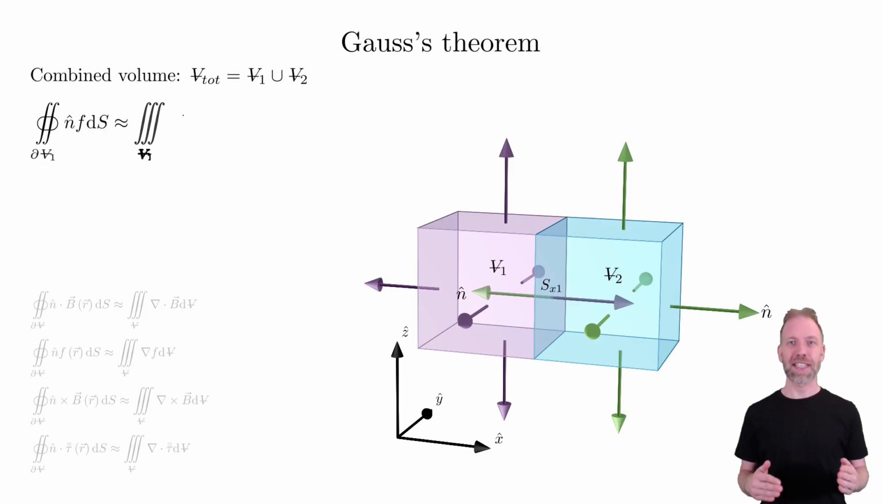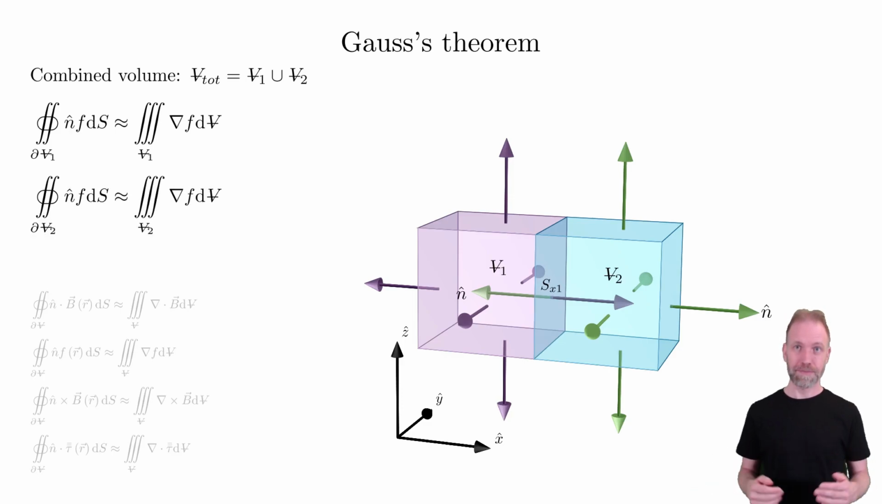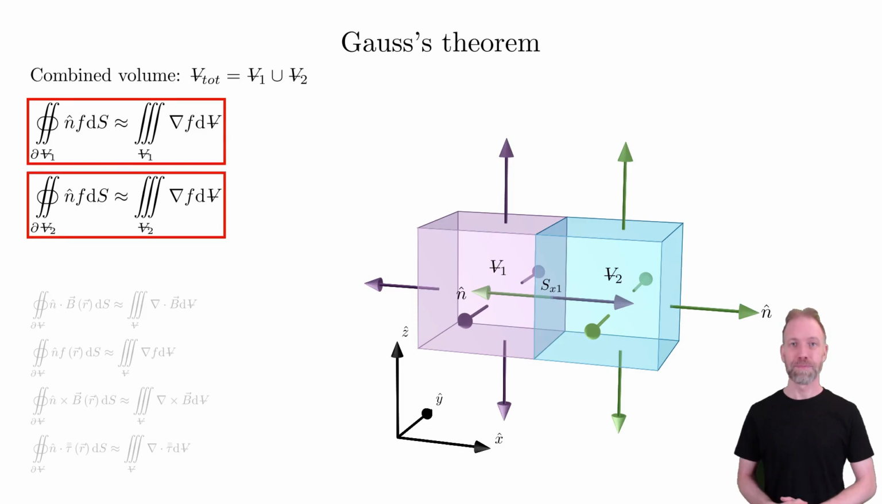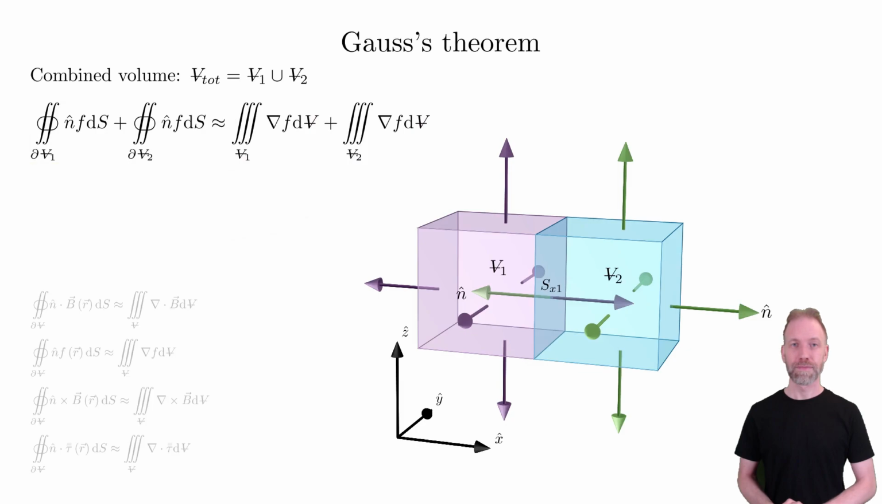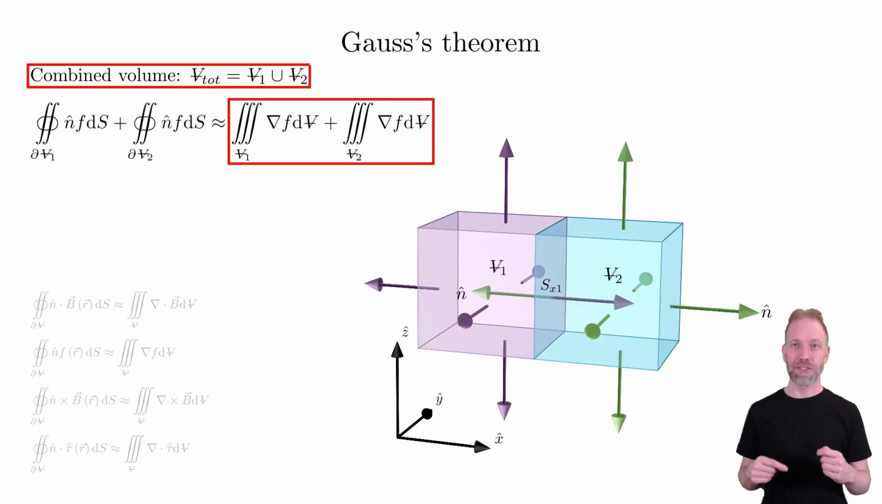We can also write our equation we derived. Here the scalar version for both volumes. Then add them together. As the volume integrals are over the same function, we can write them as the integral over the combined volume instead.